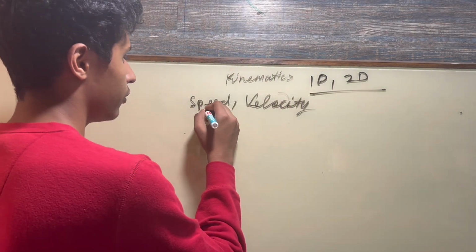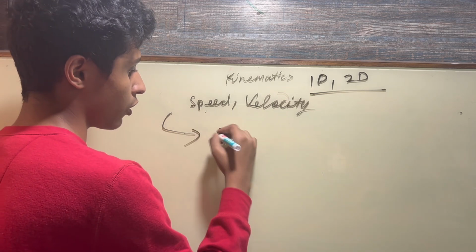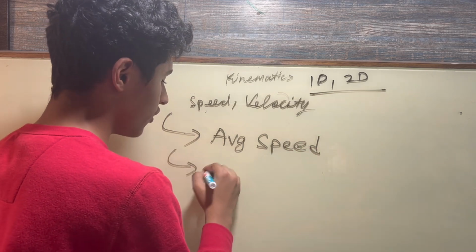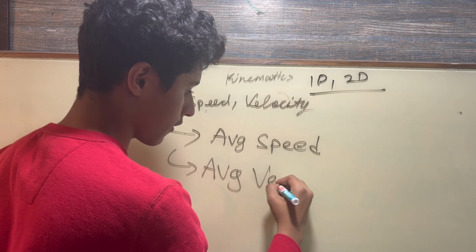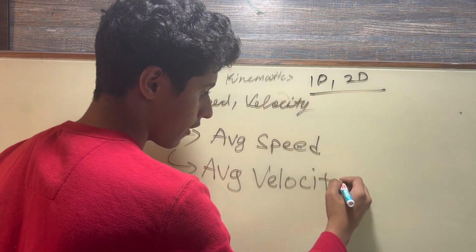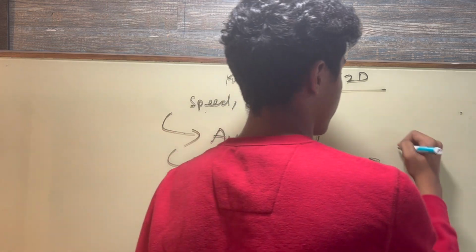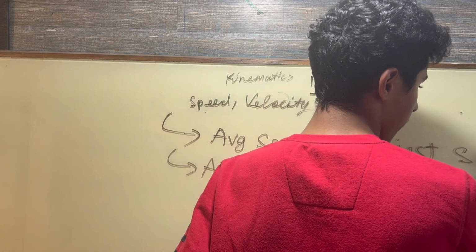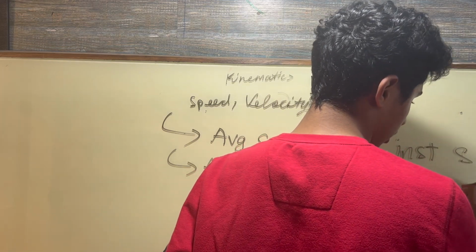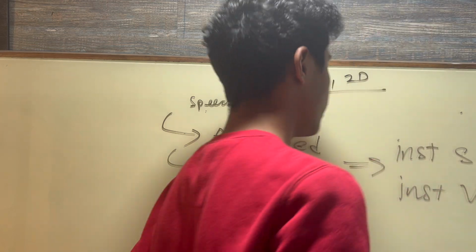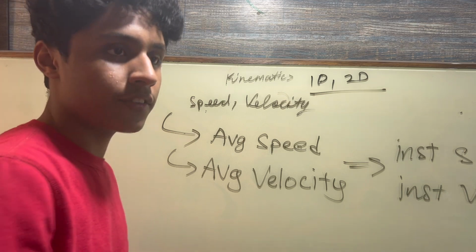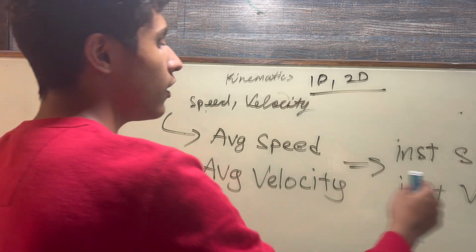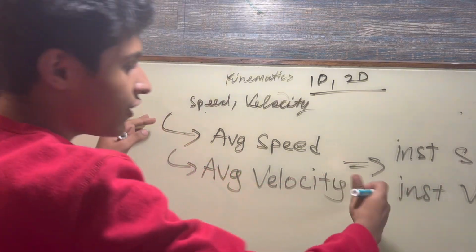So, there are two types of speed and velocity that we're going to be talking about. We're going to be talking about average speed and average velocity. And we also have to talk about instantaneous speed and instantaneous velocity. So now let's talk about these. What do these mean? First, average speed and average velocity.